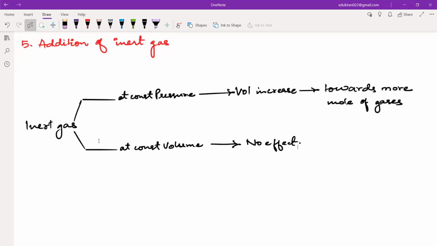Okay, tell me, guys, is this fine with everyone? Addition of inert gas, yes or no? Yes, sir. Yes. Okay. So just let me fetch a question. I think there is one in NCERT. So let us cover that first.